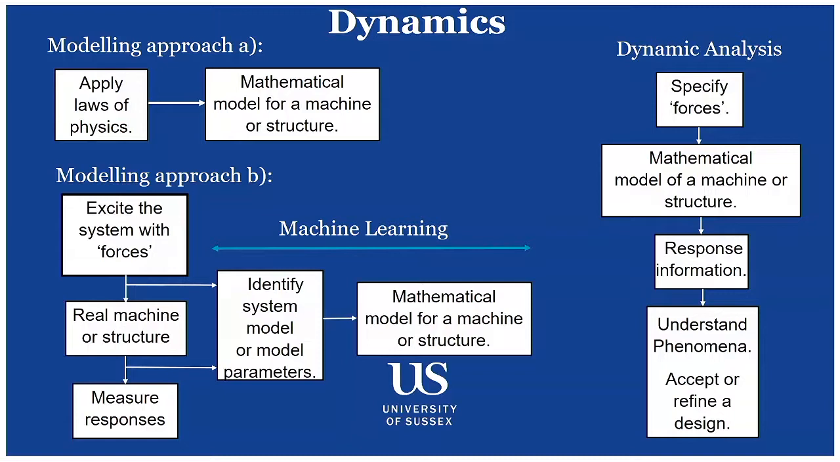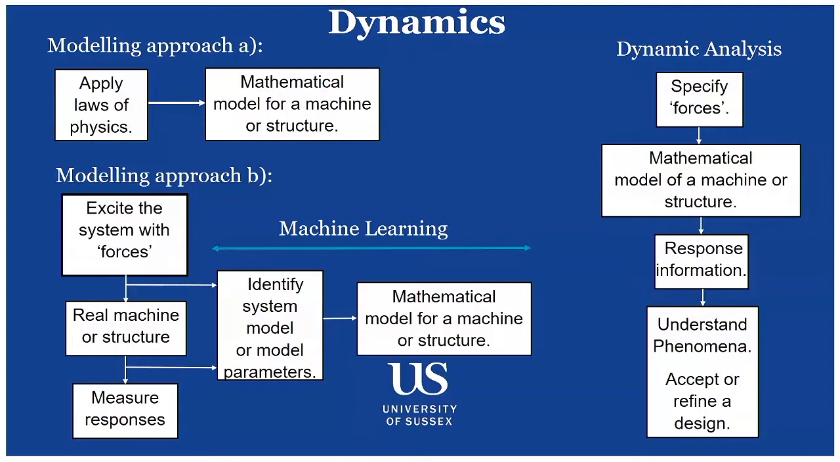So what does it involve, dynamics? Well, it involves first applying the laws of physics, and you end up with a model for a machine or structure. There's another approach, which is quite common, and that is you take a real system that you're trying to get an understanding of, and you excite it, and then you measure the responses. And then you go through a process of identification. And this is a big area now in artificial intelligence. It's known as machine learning. So a lot of computer scientists are developing techniques, such as neural networks, which are very heavily used now in this process. So you can get this model either from physics or from this machine learning process.